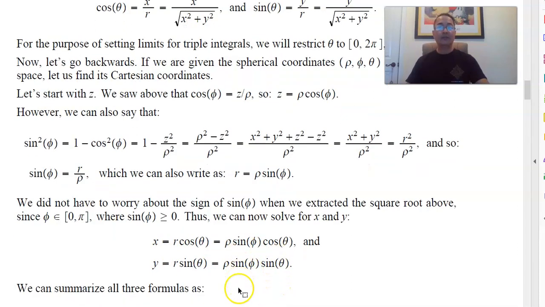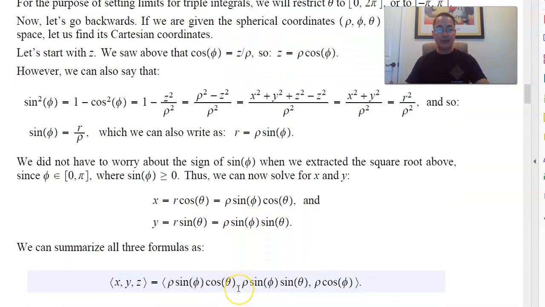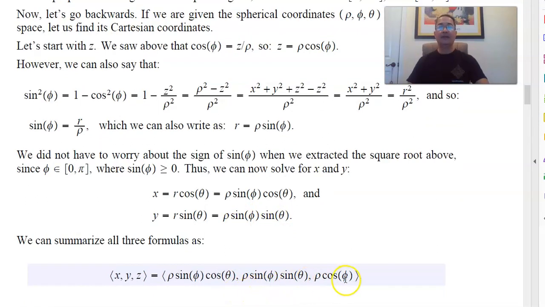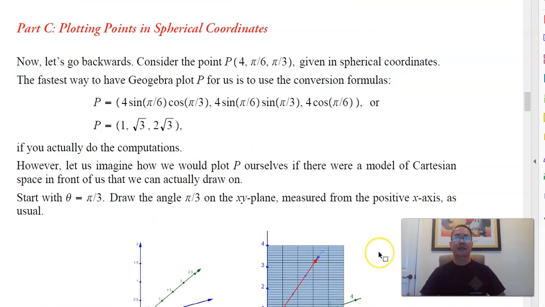So we have these two formulas for x and y, and what you really have to remember, especially when we go back to taking tests in person, is the formulas for x, for y, and for z.